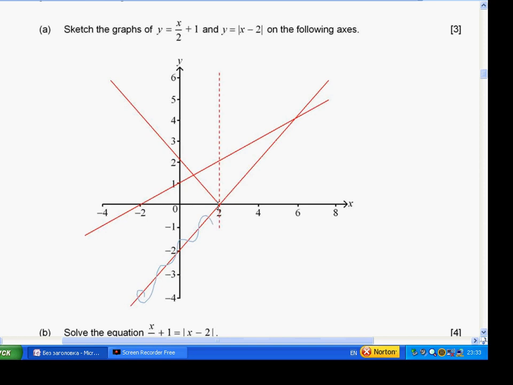Now at point 2, when x is less than 2, I have a negative part. Because of the absolute value, this negative part should go up, so I reflect it, and as a result we have a line of symmetry. So we have two graphs ready, and we notice that they intersect at two points, one at x a bit less than 1, another at x about 6.